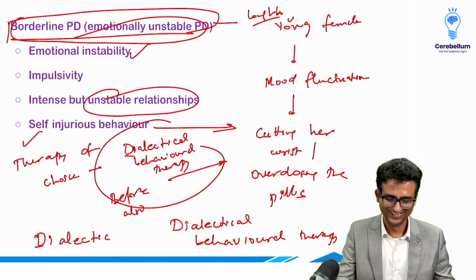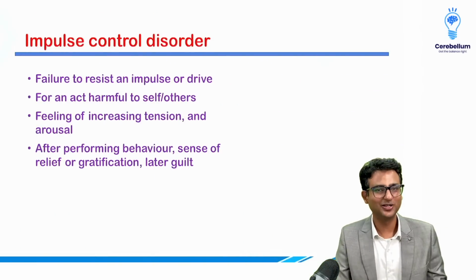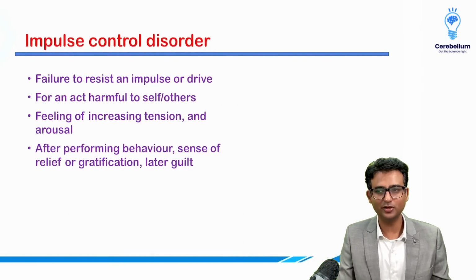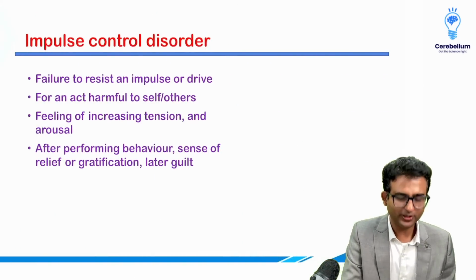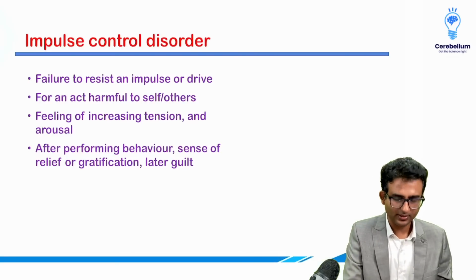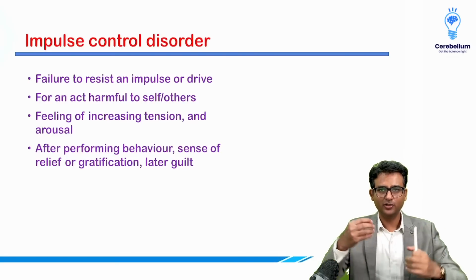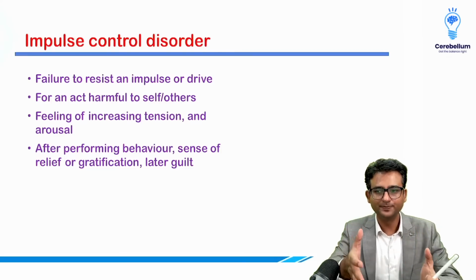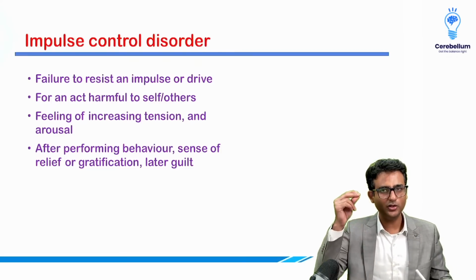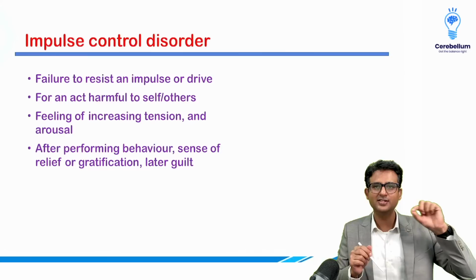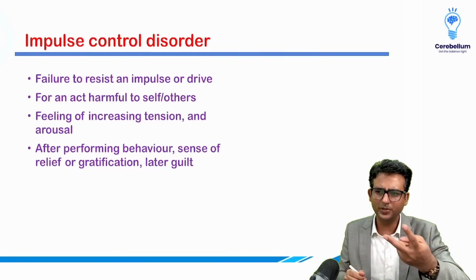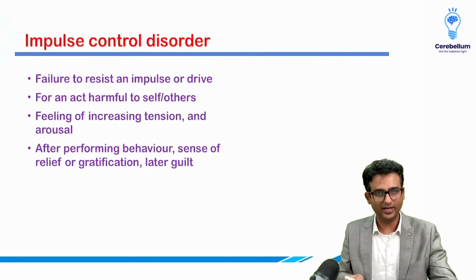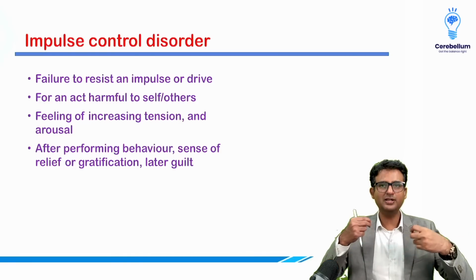Okay, let's move on to impulse control. It was your FMG question last year. What basically happens in impulse control? You get an impulse. Say you are in a mall, in Big Bazaar. Suddenly you have an impulse: let me steal this pen. The pen costs 2 rupees. You don't really need that pen. And you also know that you might be caught and it would be very insulting. You have that impulse, let me steal this pen.